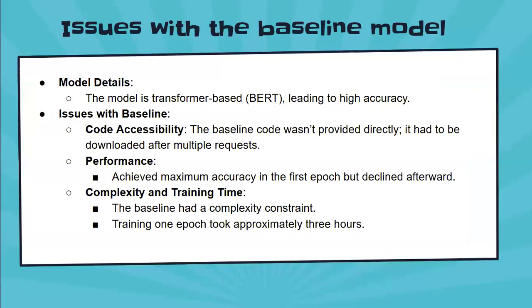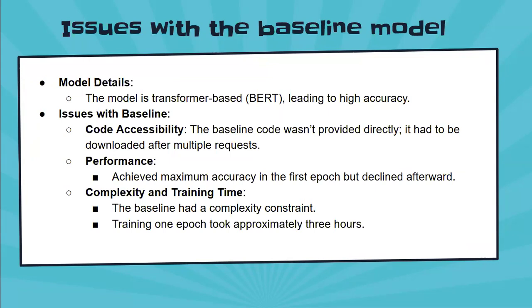And we faced some problems with the baseline model. First of all, the model is a transformer-based model. It used BERT, leading to the high accuracy that it reached. But it has several issues, mainly the code accessibility. At first, the baseline code wasn't available, and we got it after multiple requests from the author himself. And then when it was downloaded, it was not coherent. The performance achieved maximum accuracy in the first epoch, but then starting from the second epoch, it started declining.